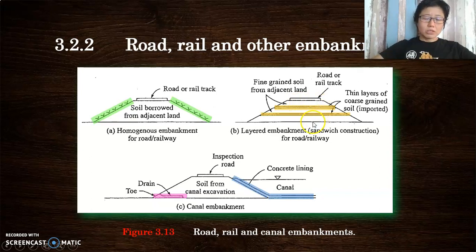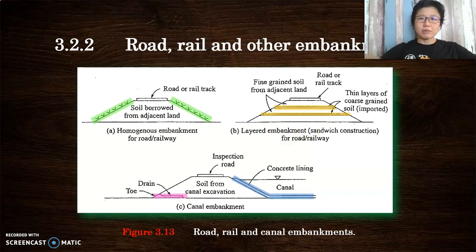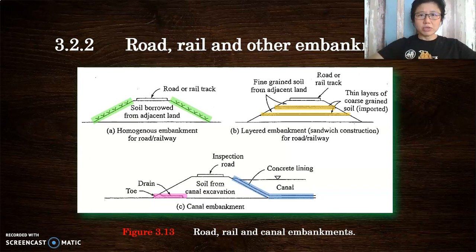Now, generally, we would want the embankment to be built of coarse-grained materials. Why? Number one, they are stronger because they interlock among themselves, like gravels and sand. Number two, they are free draining, so we would not have the problem of a high groundwater table accumulating in there and affecting our effective stresses and the strength.